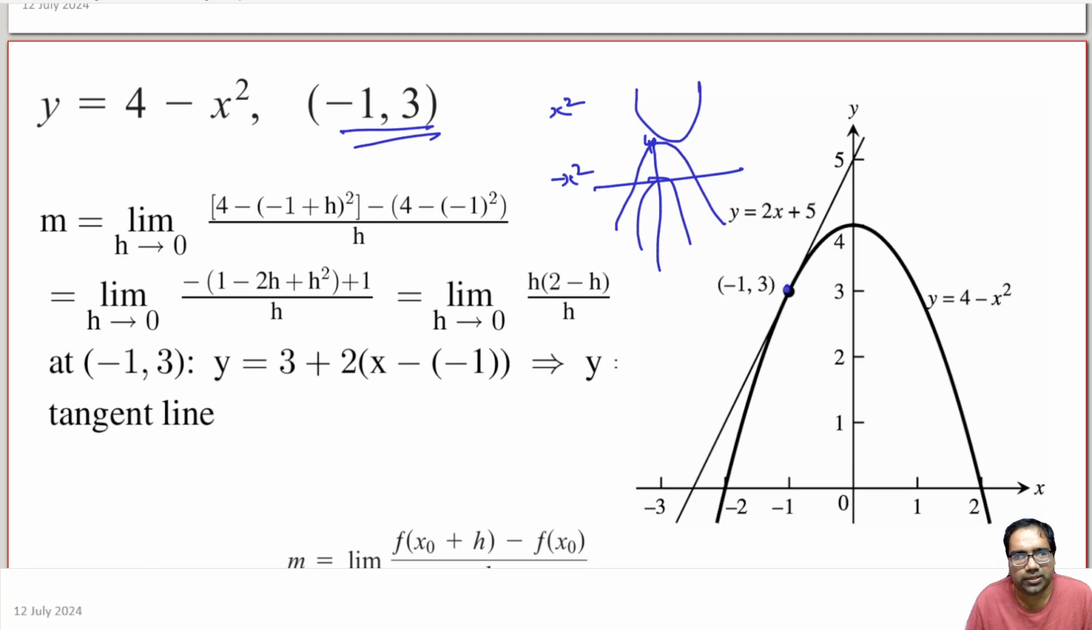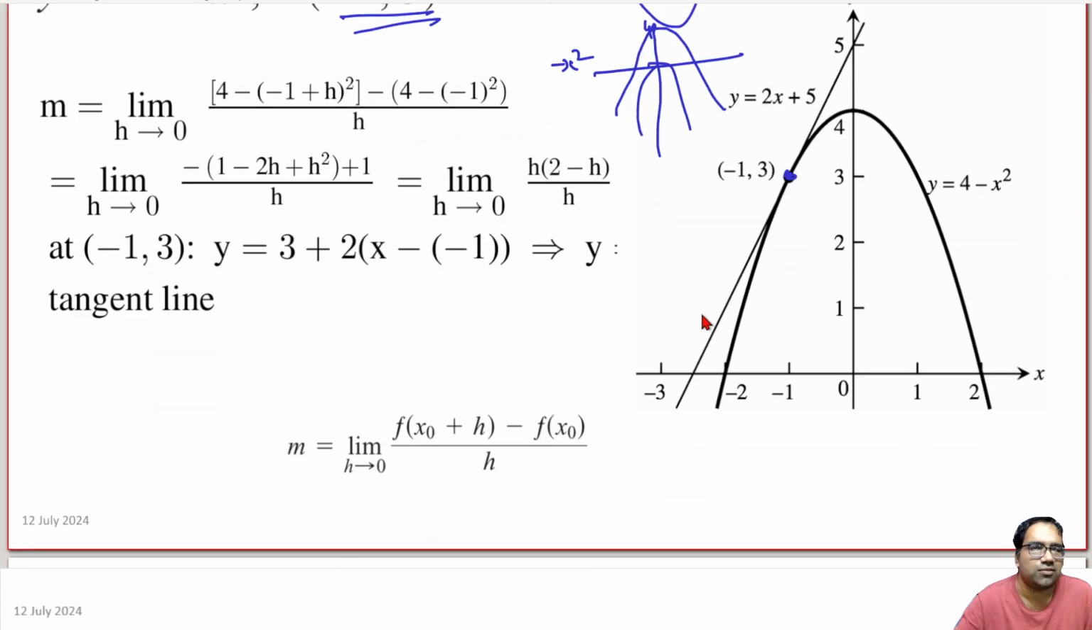Minus 1, 3 is this point. At this point, what exactly is the tangent? What exactly is the slope of this graph? Very easy, right? What is the slope? The formula for the slope is f of x naught plus h minus f of x naught, by h. What is x naught here? x naught is minus 1, right?